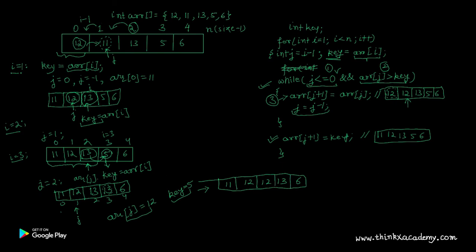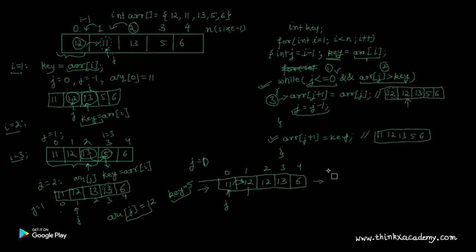And the j position will again decrement. So now these are the index positions. Pointing to this one, j will be equal to 0 now, because in this case j was equal to 1. So now, since j is pointing to this position, we will compare this value with our key, which was 5. So 5 is lesser than 11. So we are again going to copy this j position to the j plus 1 position.